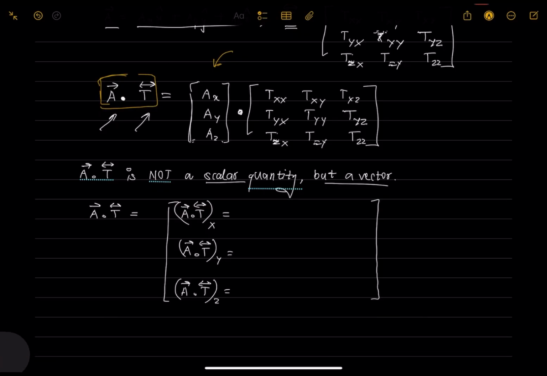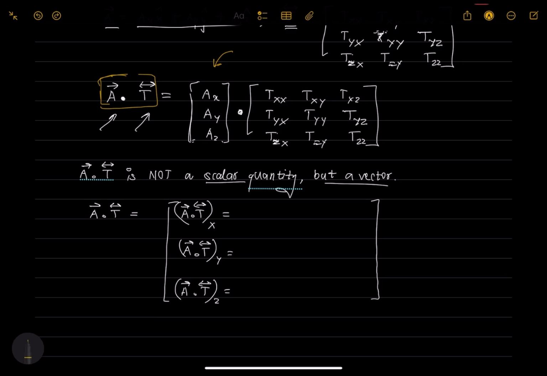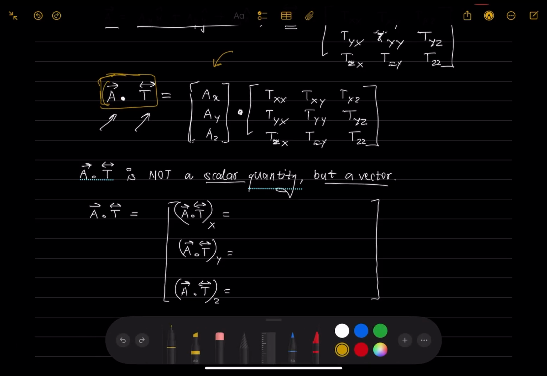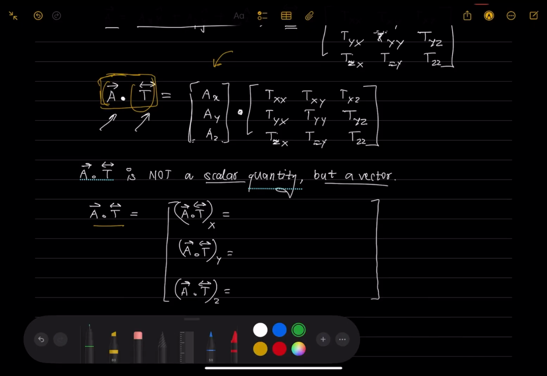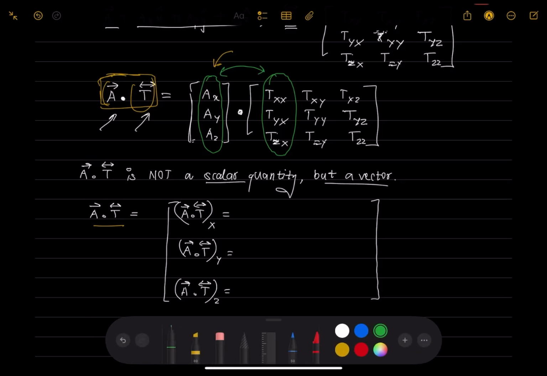For the x component, if and only if the vector is written towards the left and the tensor is written towards the right, that's the conventional thing that we use; notation matters. If the vector is written to the left of the dot and the tensor to the right, then taking that dot product means its x component is given by the dot product between these two vectors, this and this. So we're going to take the dot product between these two, and let's see what that is.